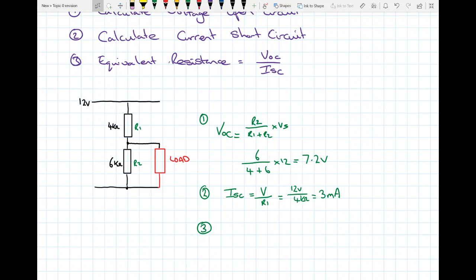And step number three, equivalent resistance. Is our voltage open circuit divided by our current short circuit. So we've got 7.2 volts divided by our 3 milliamps. Gives us 2.4 kilo ohms.